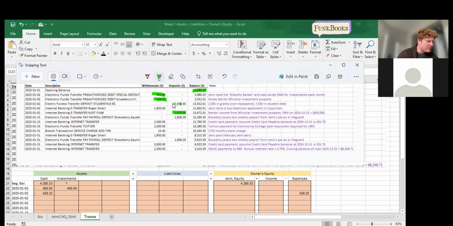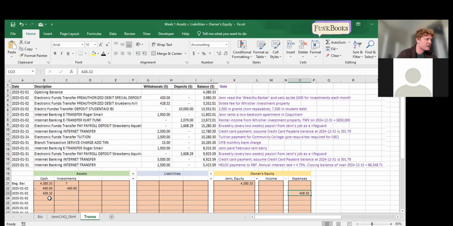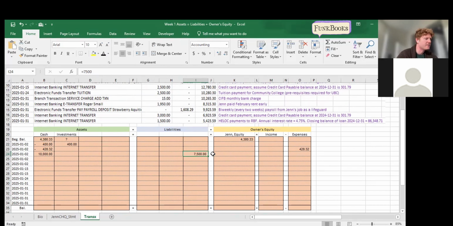All right, next one, we've got a $10,000 deposit, and this is related to Student Aid BC. So this is student loans actually coming in, whereas some of it, 2,500, doesn't need to be repaid, but some of it does need to be repaid, right? So we have 7,500 is student debt. So let's add this information in here. Cash goes up by 10,000. And okay, so 7,500 of it has to be paid back. So it makes sense to think of our liabilities as increasing by 7,500.